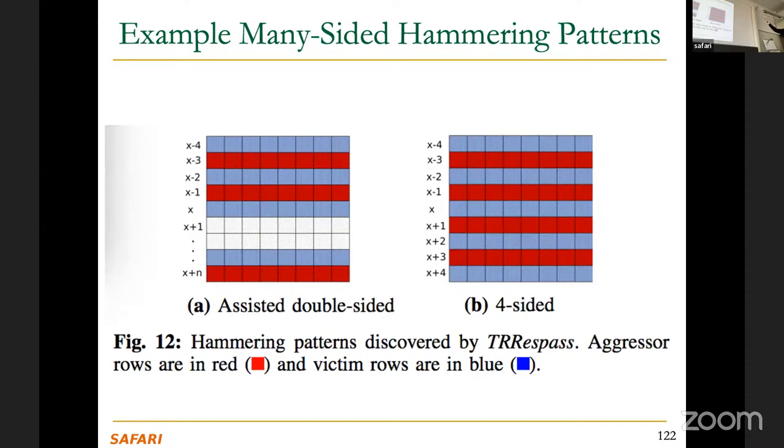This is an example of the many-sided hammering pattern. On the right, for example, you see the four-sided access pattern. The red rows are aggressor rows, and blue rows are victim rows. And these are different many-sided attack patterns that induce bit flips in different modules, because different modules implement different TRR mechanisms.